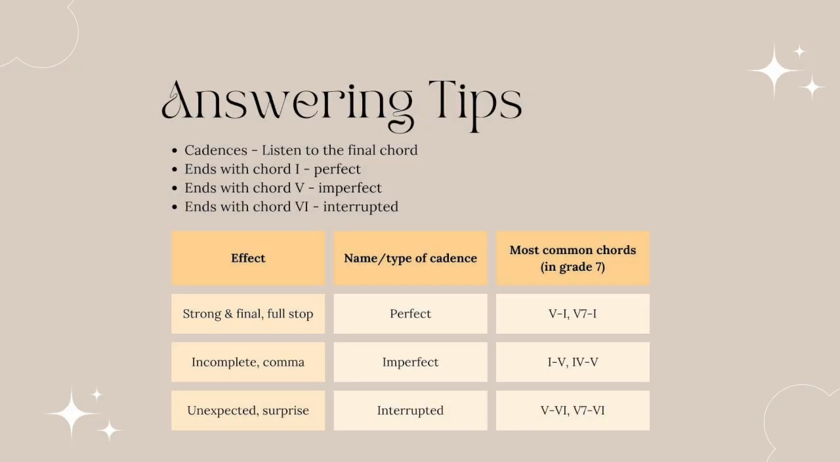And these are some answering tips. For cadences, listen to the final chord. If it ends with a chord 1, then it's perfect cadence. If it ends with a chord 5, then imperfect. And if it ends with chord 6, it will be interrupted.